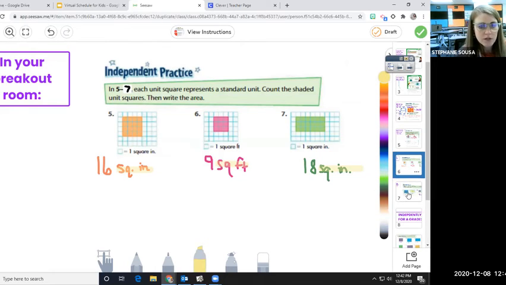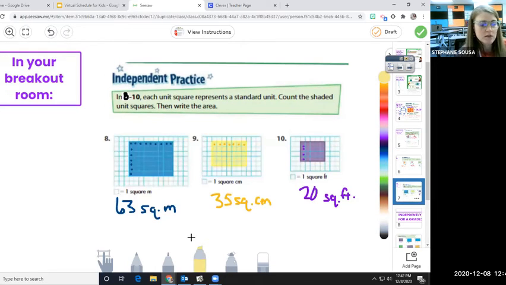Okay, let's move on to slide 7. Here are the answers that you should have found for slide 7. Problem 8 is 63 square meters. Problem 9 is 35 square meters. Problem 10 is 20 square feet.